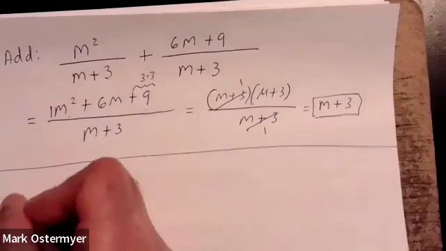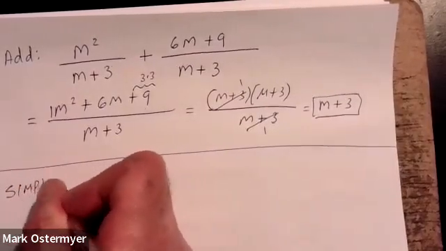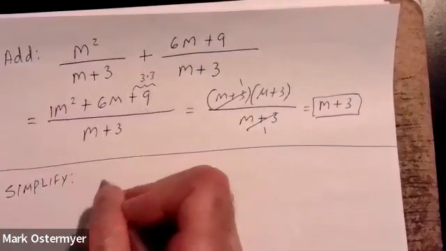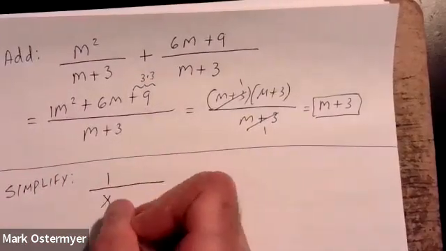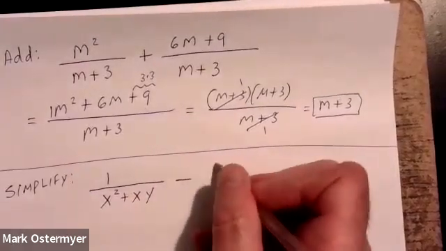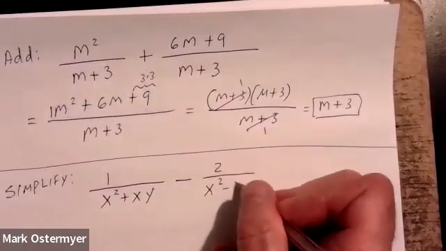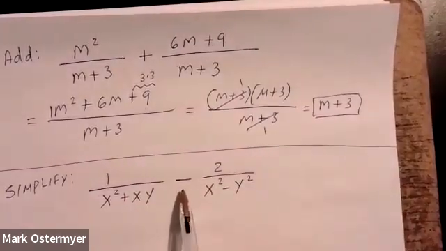All right, let's try another one here. Instead of saying add or subtract, your instructions could say just simplify. So if the instructions here, instead of saying subtract, said simplify, we should know that we're going to have to subtract these rational expressions because we're staring at it. That's what it's saying. Can we subtract these rational expressions?